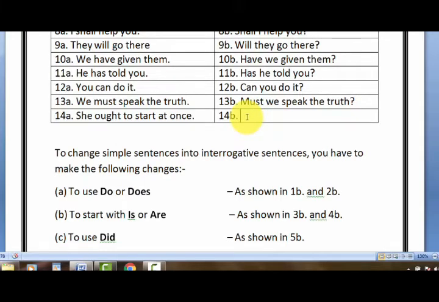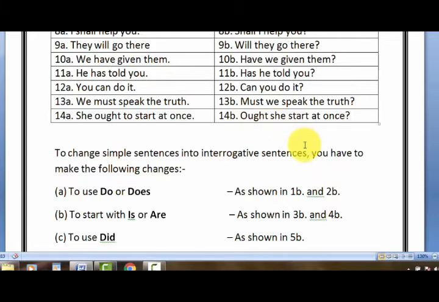She ought to start at once. Ought she? Ought she start at once? Please follow second.